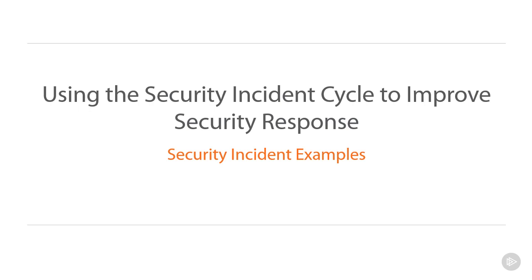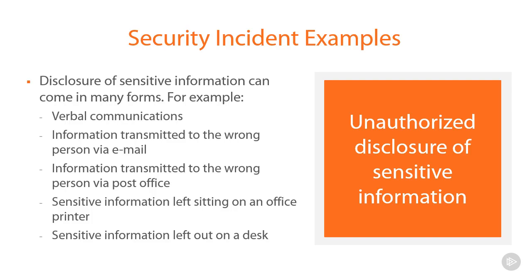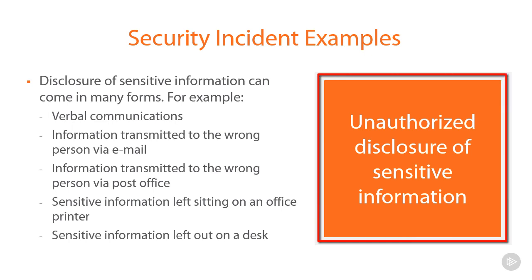Information security incidents come in a lot of different forms. In this section, I'm going to give you some examples of various types of information security incidents. One form of security incident would be unauthorized disclosure of sensitive information. Disclosure of sensitive information can come in a lot of different forms, and these are just some of the examples.